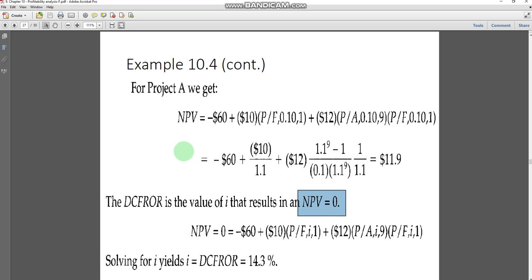Okay, so we can keep this one equal to 0, and here we will simply put the equations here. For example, 10 divided by (1 plus I) with the power 1, right? So now we have to get the value for the I here.